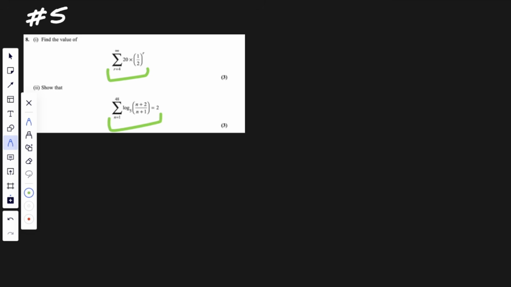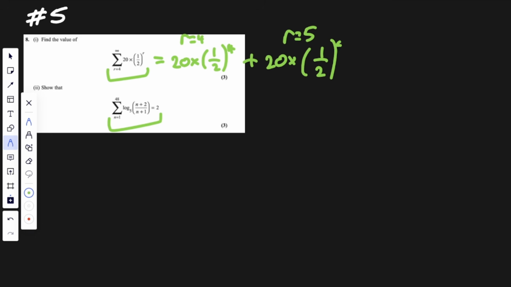So what I mean by this, we're going to write out when r equals 4. So we're going to have 20 times a half to the power of 4, plus, when r equals 5, 20 times a half to the power of 5. And what you're seeing each time is we're multiplying by a half. So it's like we've got a geometric series where this is a, our first term, and r is equal to a half. Bit confusing, they've used r in this term, but when I'm talking about r here, I mean the common ratio of a geometric series.